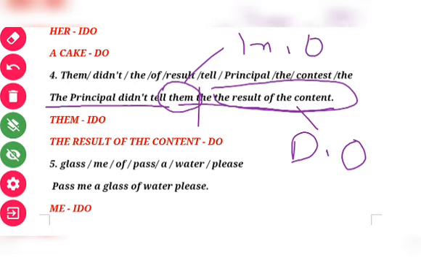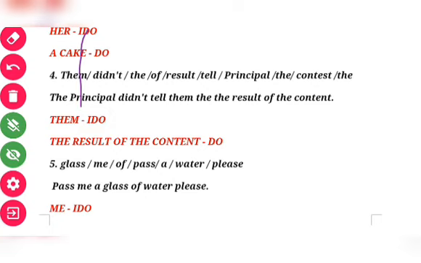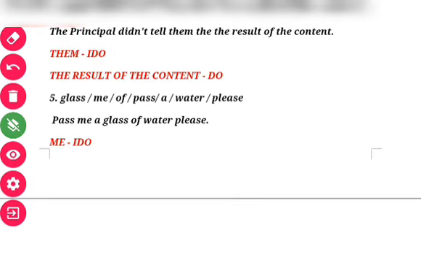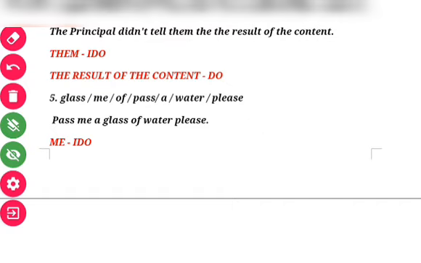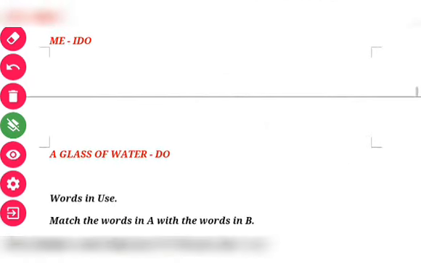Okay, now the last is the fifth one. So the fifth one is talking about what? Pass me a glass of water. Here, me will be the indirect object and a glass of water will be the direct object. Okay, me will be the indirect object and glass of water will be the direct object, as mentioned here.